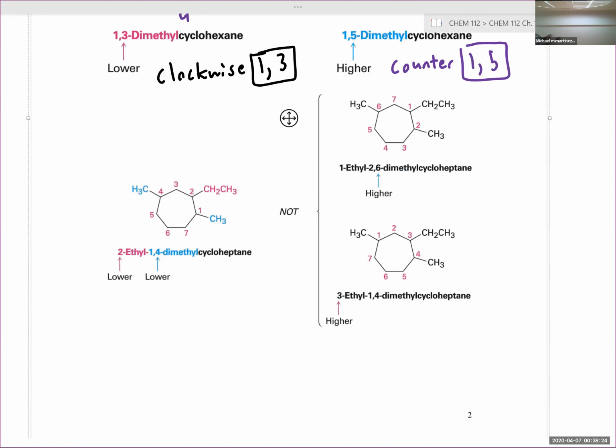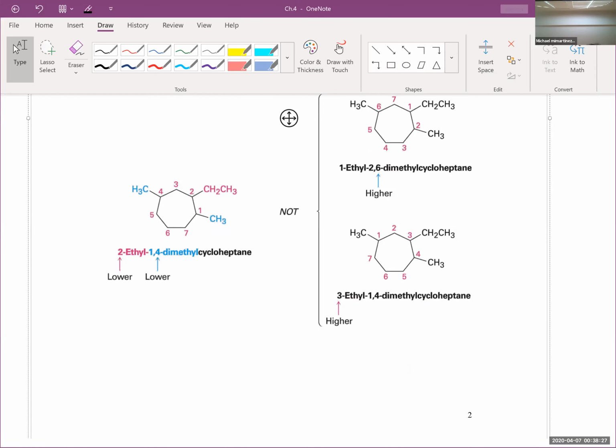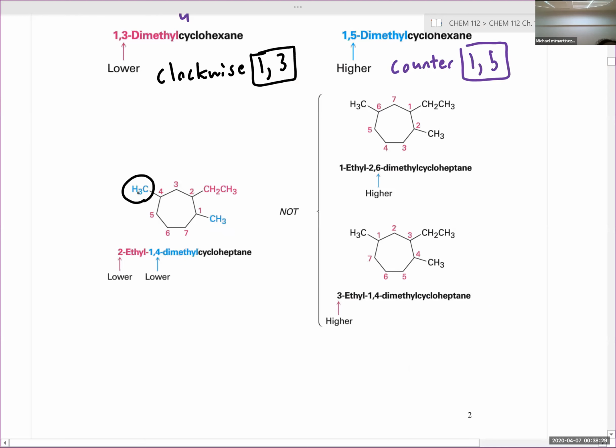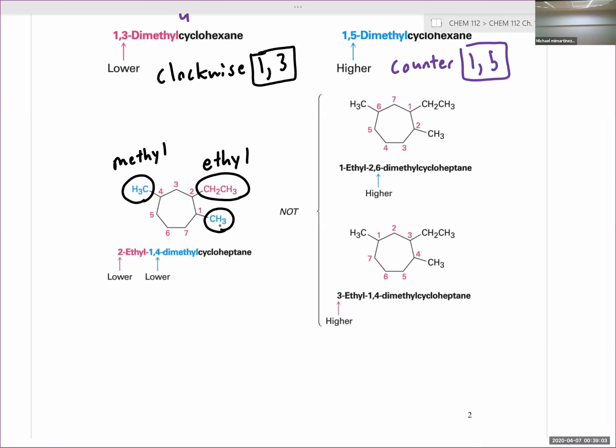So let's look at the next system. In this case, we have multiple different substituents. We have a methyl group, we have an ethyl group, and we have another methyl group. Okay. So just like before, when we dealt with straight chain alkanes, we want the lowest numbers for each of our substituents. So when we choose our counting method, we want to generate a counting method that has the lowest number at every single location possible.